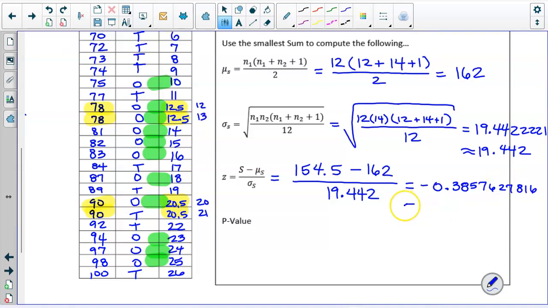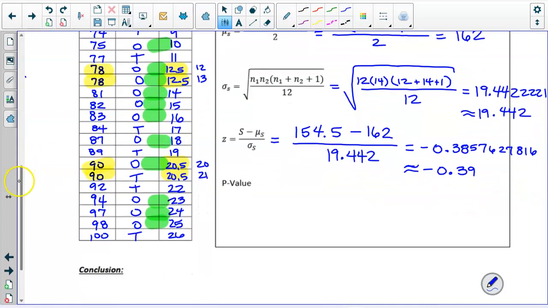You get that it's about negative 0.39 z-score. Does it make sense that my z-score is negative? Yes, because that 154.5 is smaller than 162, so when you subtract, you get a negative, okay?